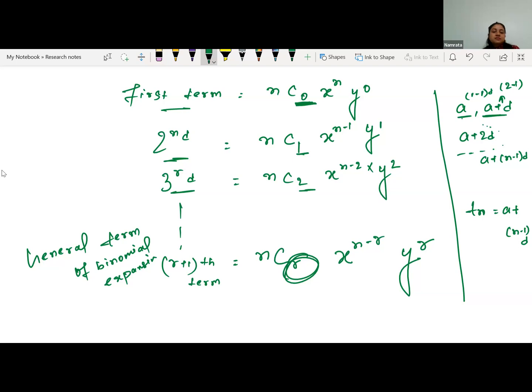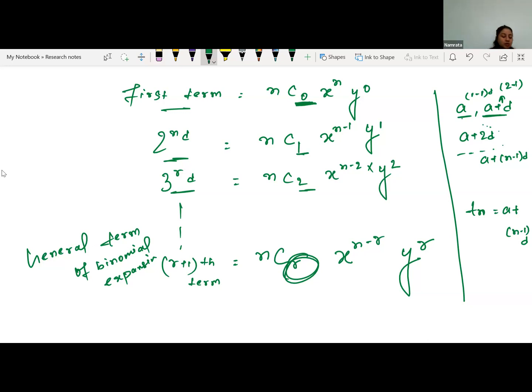Similarly, in the binomial expansion, the first term is NC0, the next term has binomial coefficient NC1, and the next term has binomial coefficient NC2. Just by looking at our pattern, we have a formula. What is the formula? The r plus 1th term will be NCr, x to the power n minus r, y to the power r.